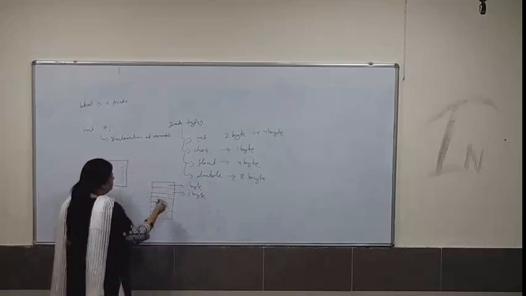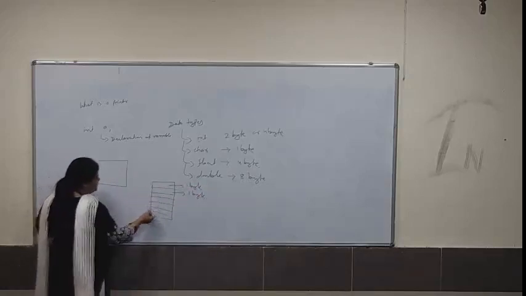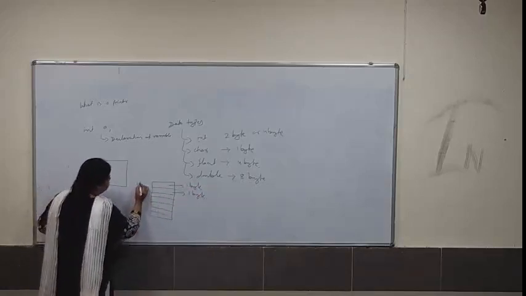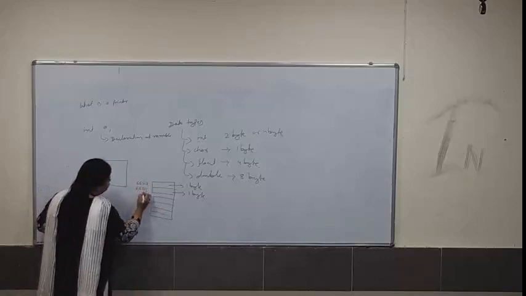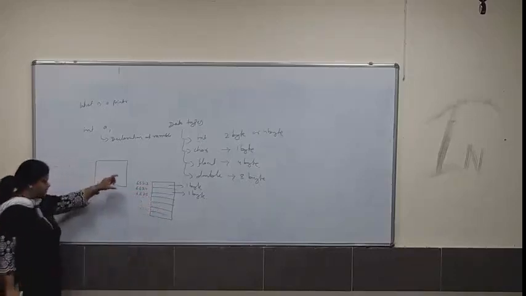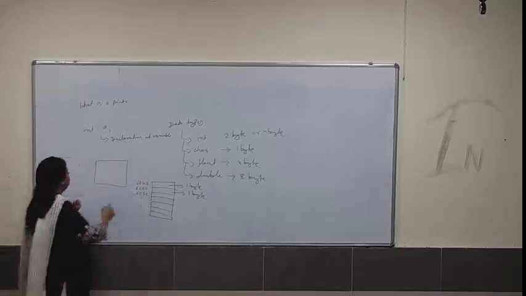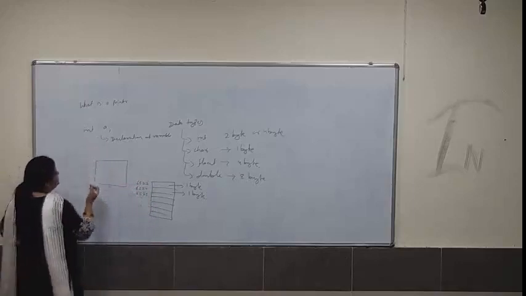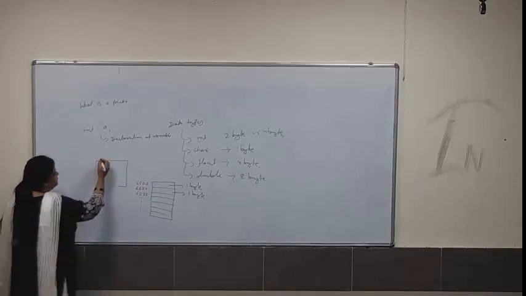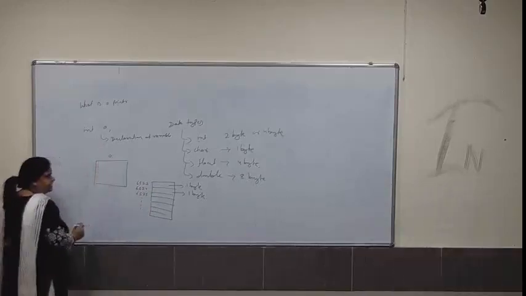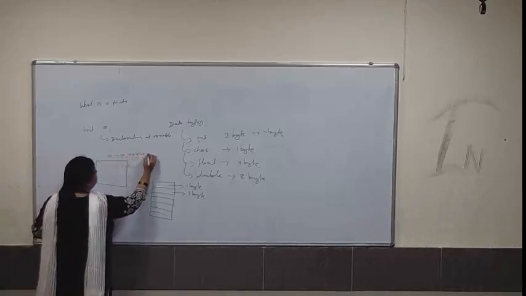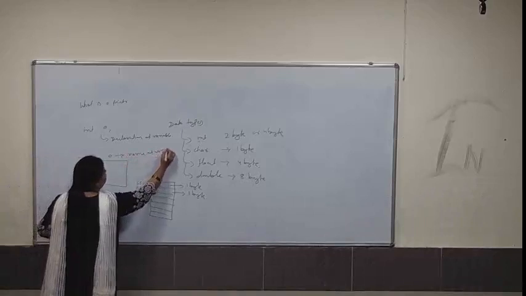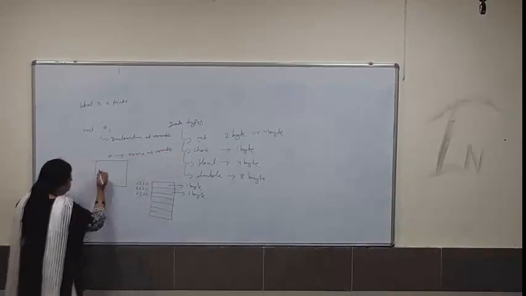Now, suppose the system assigns addresses to these locations. This is 6523, and the next one will be 6524, 6525, like that. The address of the memory will be allocated. Now, here it is an integer, and an integer takes 2 bytes in memory. That means here it is A. Now, A is the name of the variable.